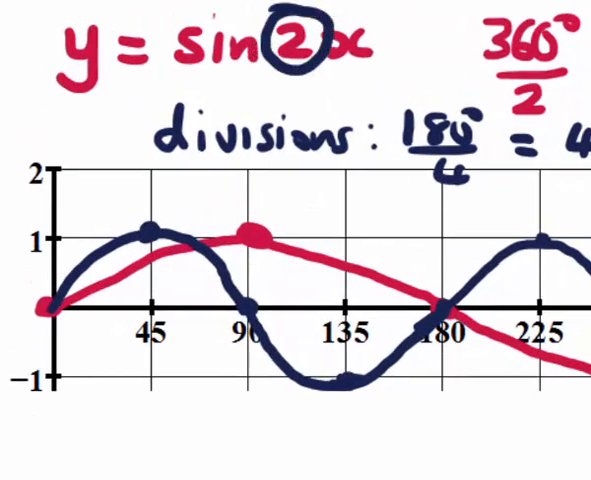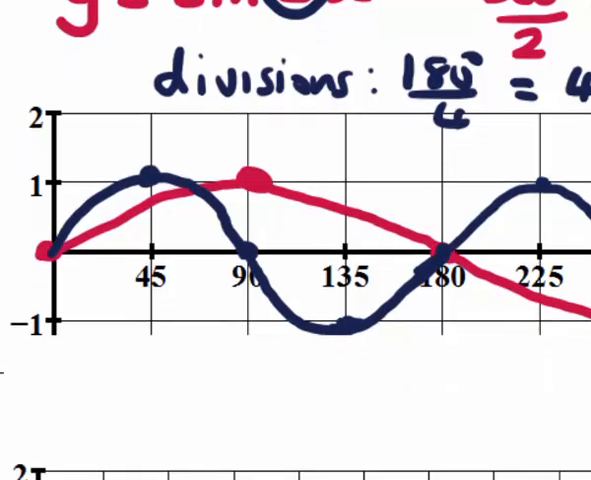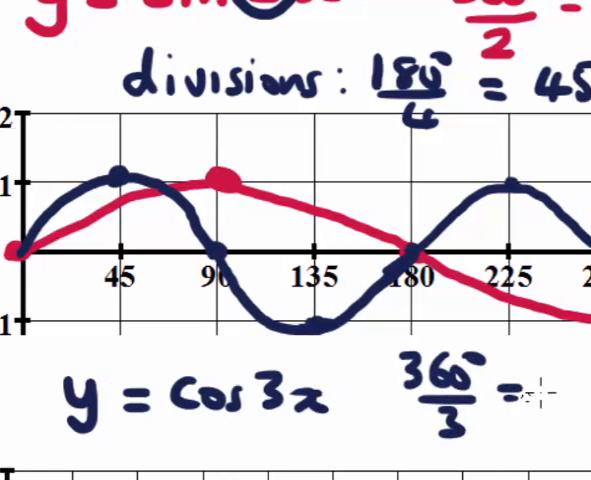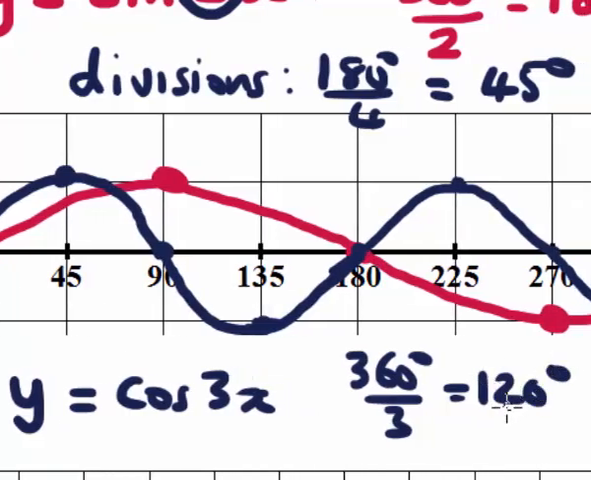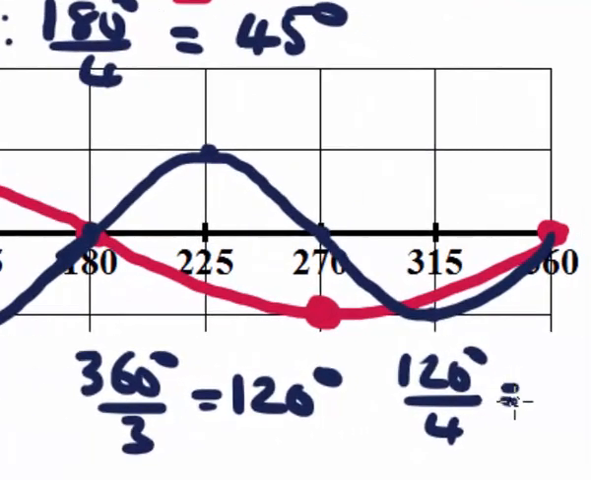Now if you have a look at another one, let's say we took y is equal to the cos of 3x. Well, what is the period? The period of cos is 360, so if we divide by 3, we get 120. Now what would the divisions be? If you take 120 and you always divide it into 4, because remember you go from 0 to 90, that's quadrant 1, quadrant 2, 3, 4: 0 to 90, 90 to 180, 180 to 270, 270 to 360. So if you divide by 4, you're going to be getting 30 degrees.